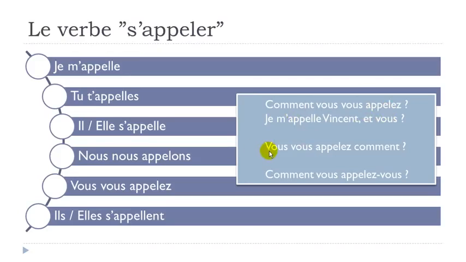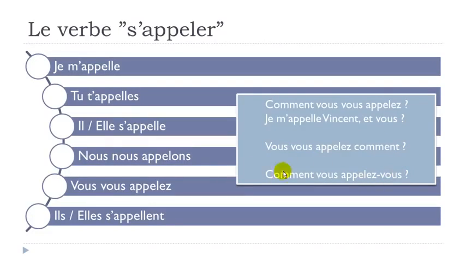The other possibility that you would have: first you've been starting with comment and then vous vous appelez. That's a common way of asking the question. Another possibility would be to start with vous vous appelez. Technically you just take the verb and then you put this comment, how, at the end. It would be possible as well. Remember to raise your voice. Vous vous appelez comment?